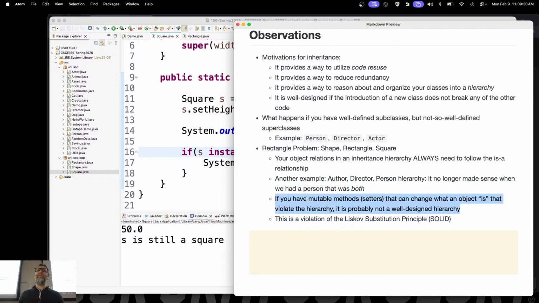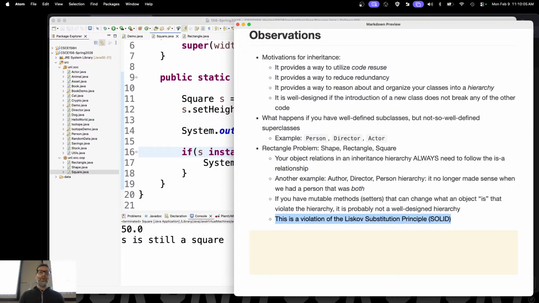If you have mutable methods like setters, like set height, set width, that can change what an object is and violates that hierarchy, then that's a problem. It's sometimes called the rectangle problem. Sometimes it's called the ellipse problem because you've got circle, ellipse, and shape, right? But I find thinking about rectangles and squares is far easier than ellipses, right? This is what's called a violation of the Liskov substitution principle. We'll talk about the SOLID principles towards the end, but that's the L in the SOLID principles, okay?